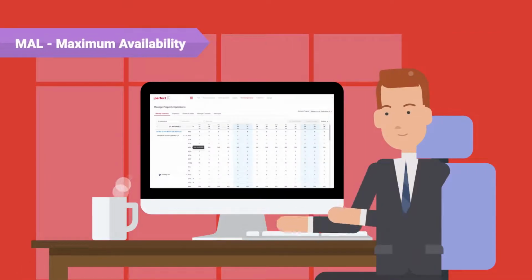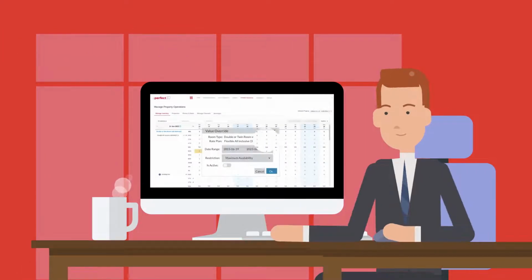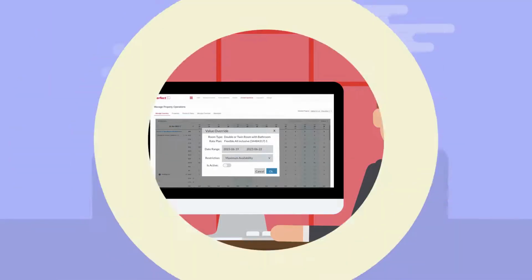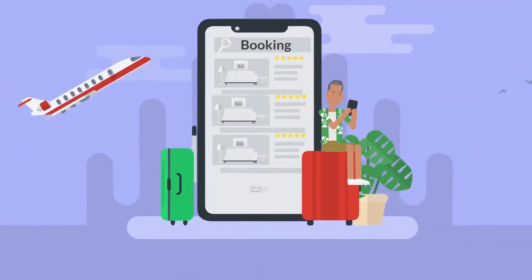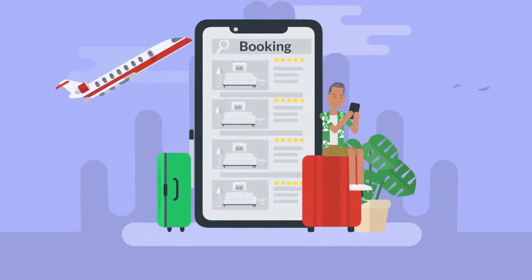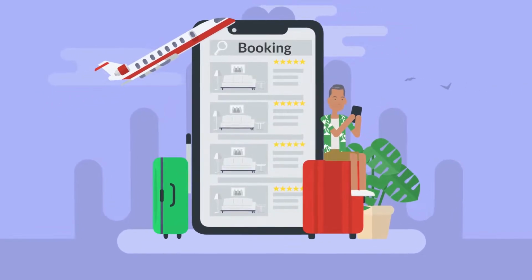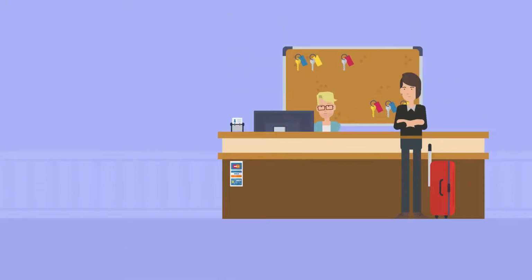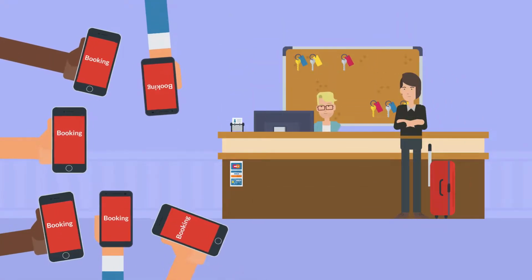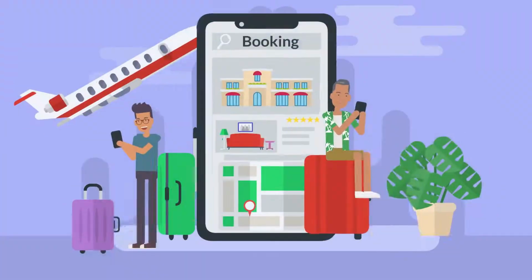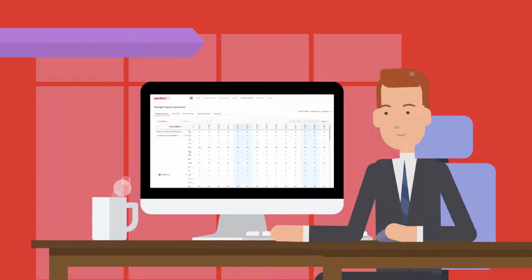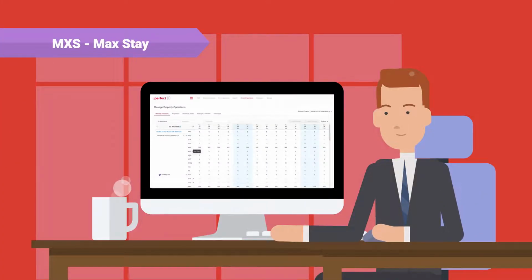MAL, maximum availability. Maximum availability is a key setting in a PMS that allows property managers to define the upper limit on the number of units or rooms that can be booked simultaneously. This setting is important for ensuring that the property or properties are not overbooked and that the guest occupancy remains within the desired capacity.